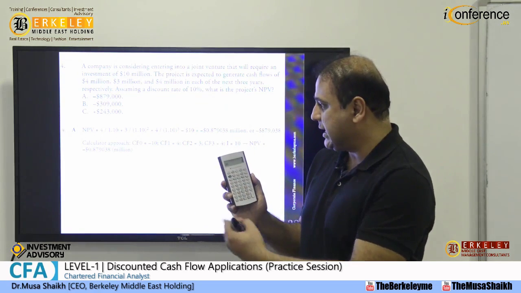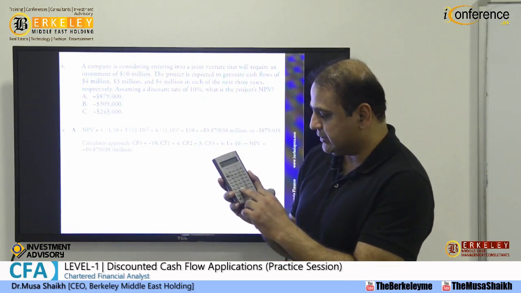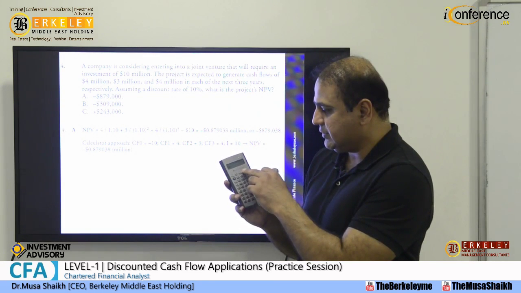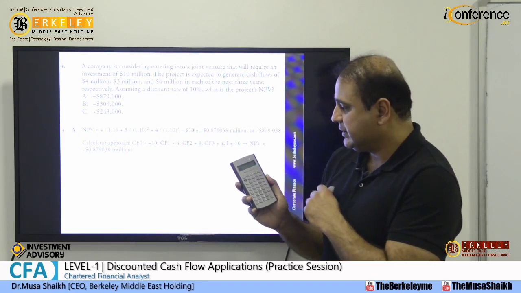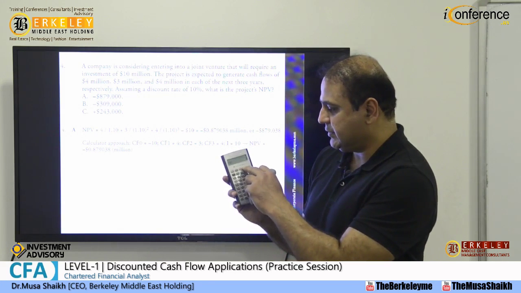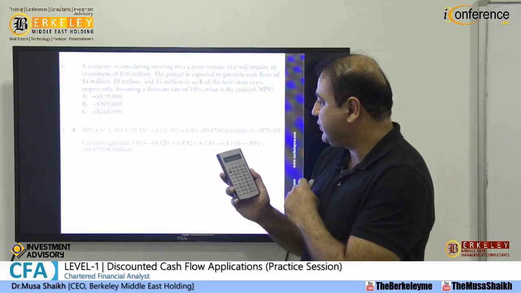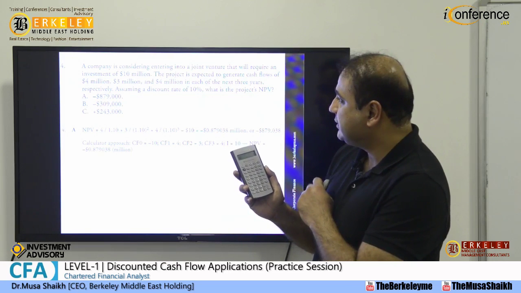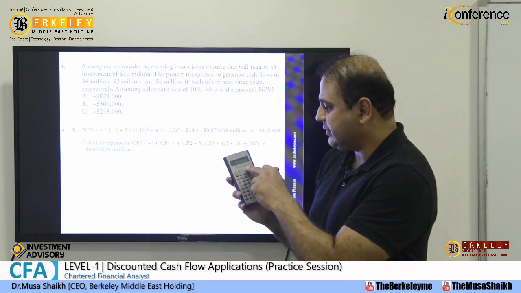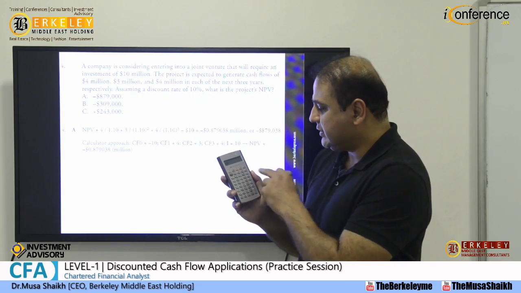This is CF1, we have an inflow of 4 million, so I will enter 4. Then I will press the arrow sign 2 times. Then I can put CF2, that is 3 million. 3, enter. I will press the arrow sign 2 times, and then it will be CF3, which is 4 million. 4, enter. Then I will press 2 times again.